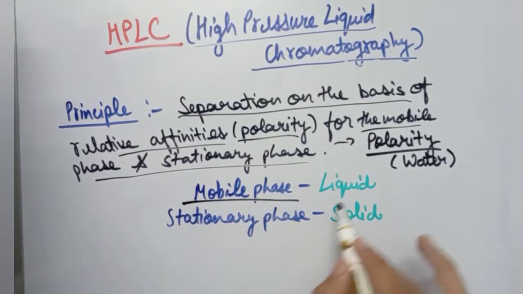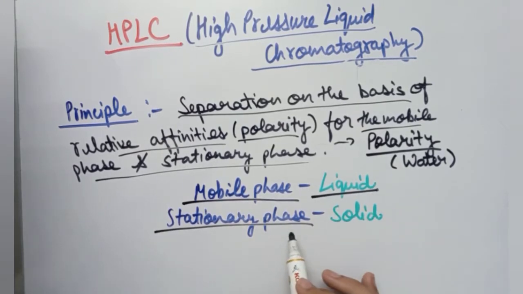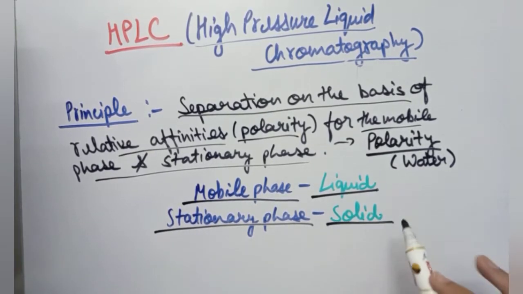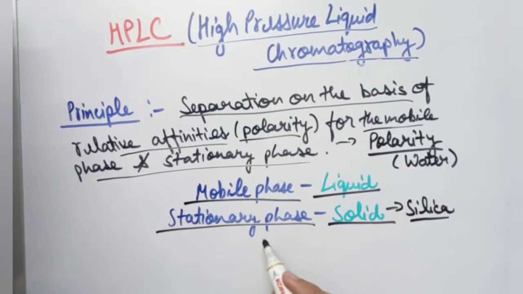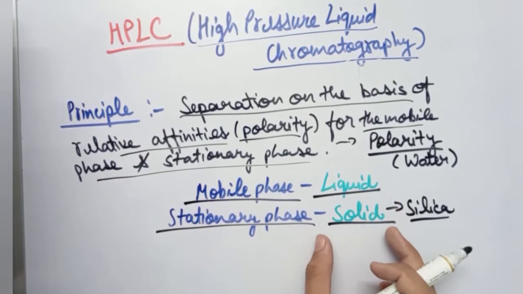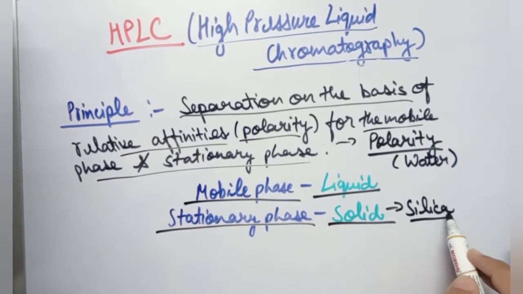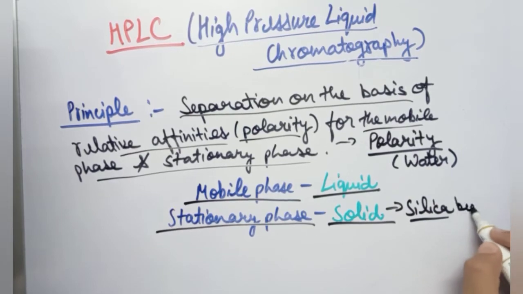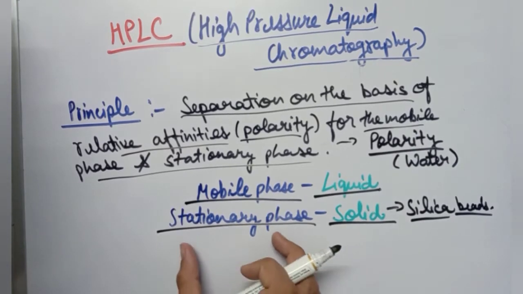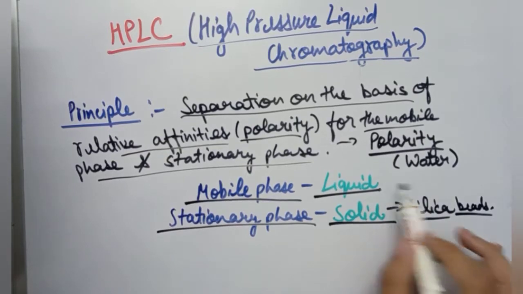And the mobile phase is basically a liquid, which is obviously true because it is a liquid chromatographic technique. So the mobile phase is obviously liquid, and the stationary phase is a solid adsorbent material. In stationary phase and mobile phase, we are talking about the state of the material which is used. So a solid state of a material is used. The material can be silica; mostly silica beads are used. And the mobile phase is mostly liquid. The liquid can be water or any organic solvent.